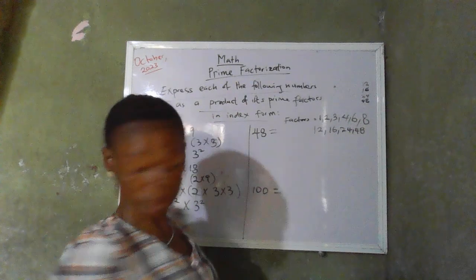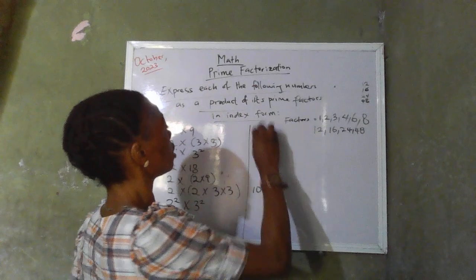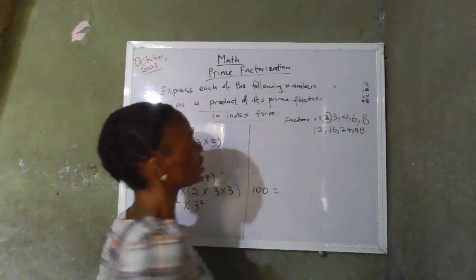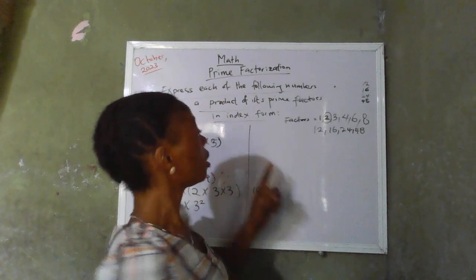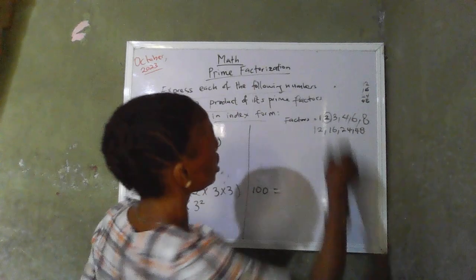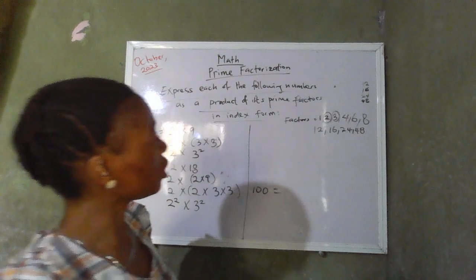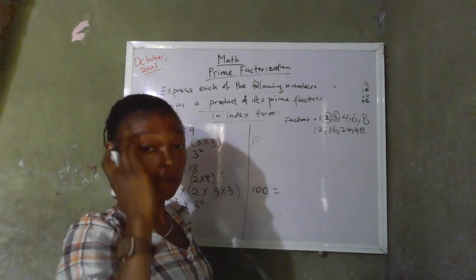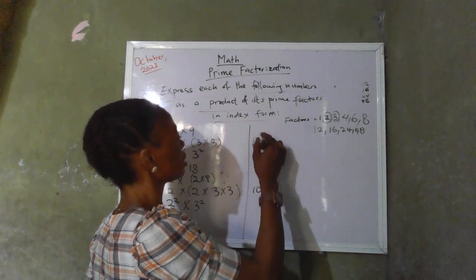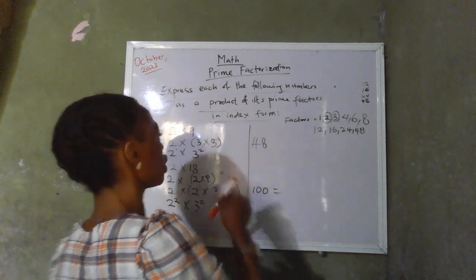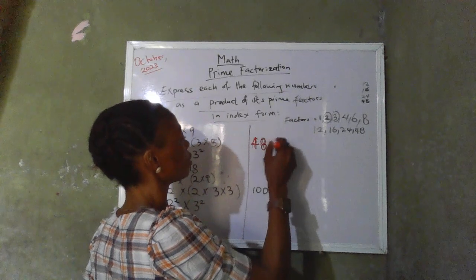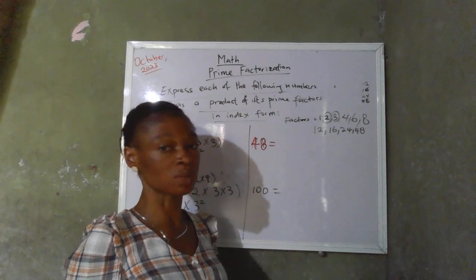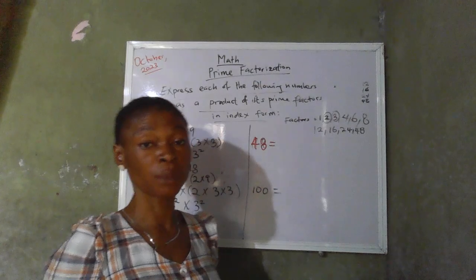Now, first of all, let's find the prime factors. A prime number is a number divisible by only itself and 1. We have 2, then 3. Do we have any other prime number here? No. Now let's express 48 as a product of its prime factors. We can pick any 2 factors, and we'll definitely arrive at the same answer.